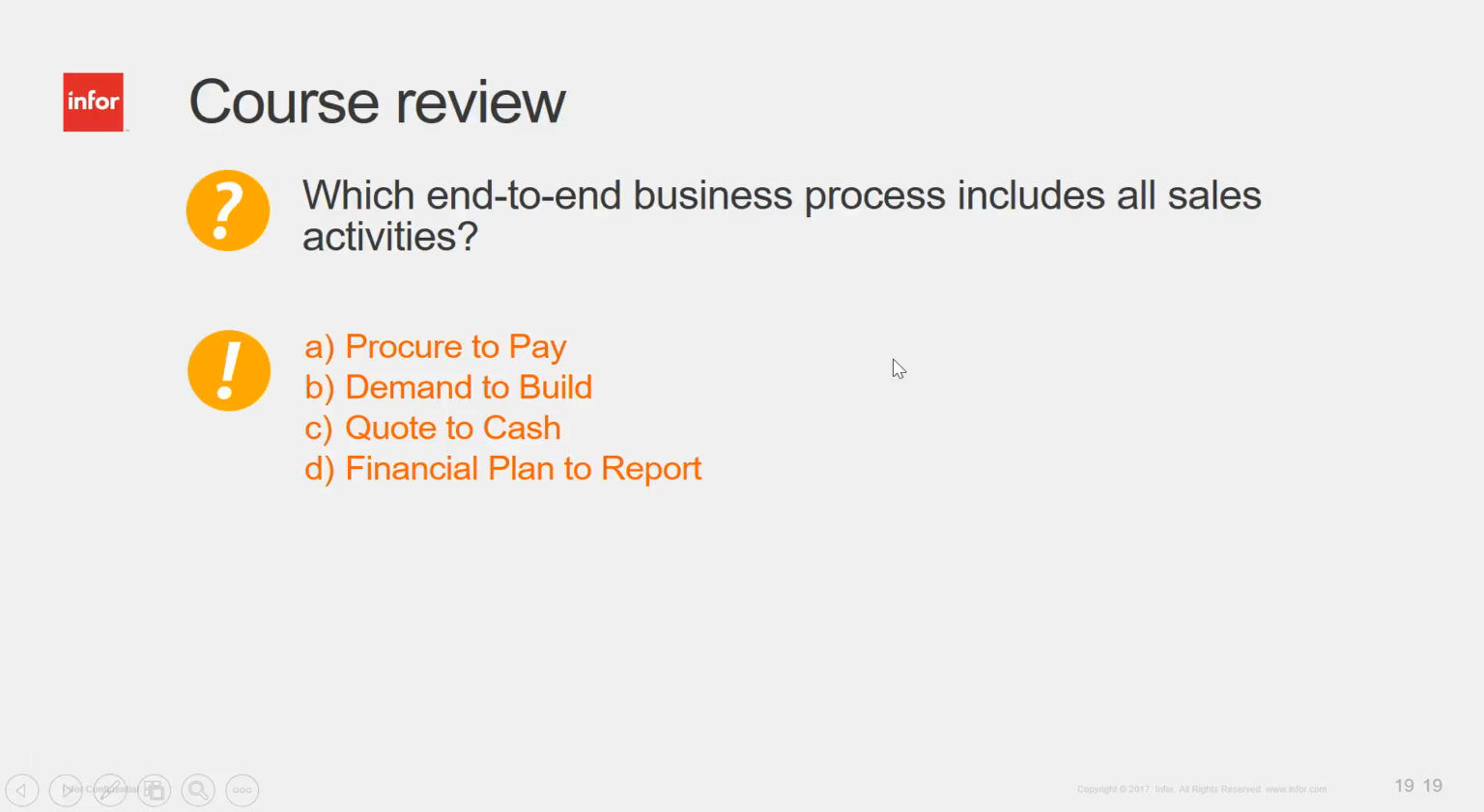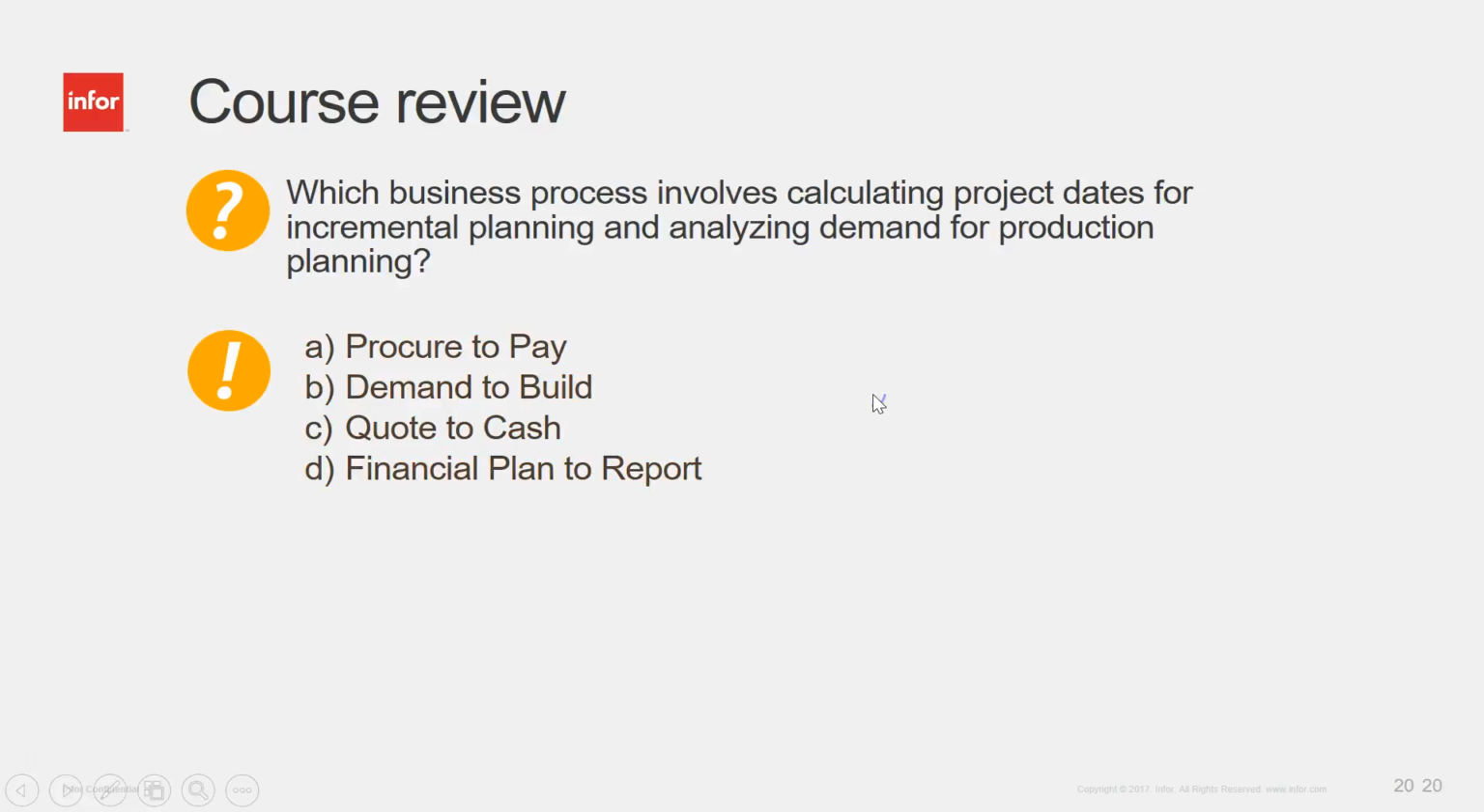Which end-to-end processes include all sales activities? Is it procure to pay? Is it demand to build? Is it quote to cash? Or is it financial plan to report? Actually, quote to cash includes all sales activities end to end. So the answer is C, quote to cash.